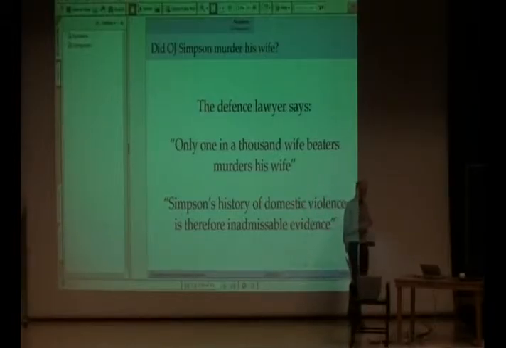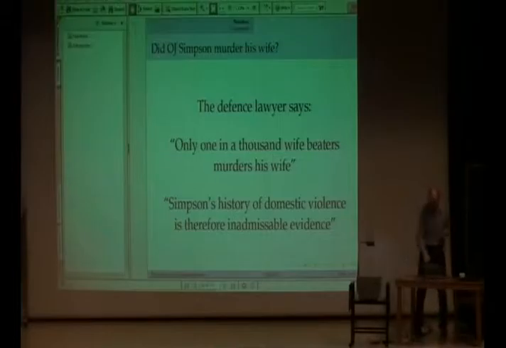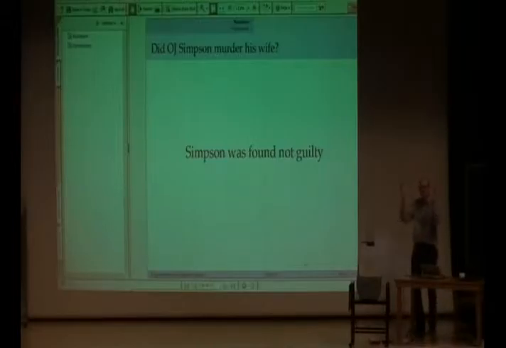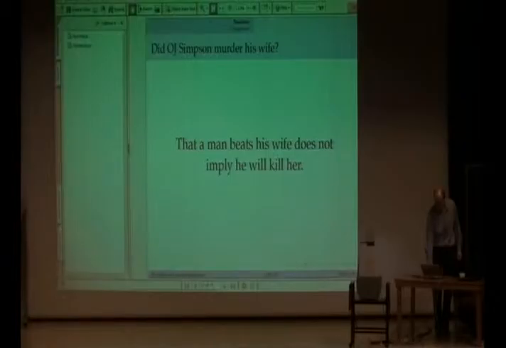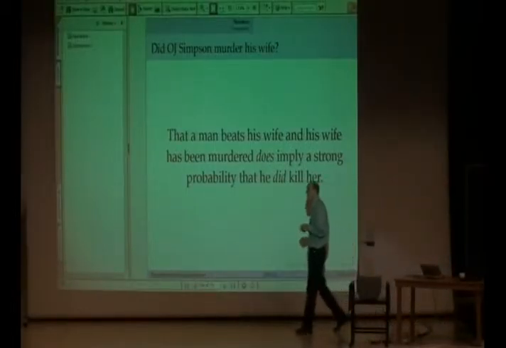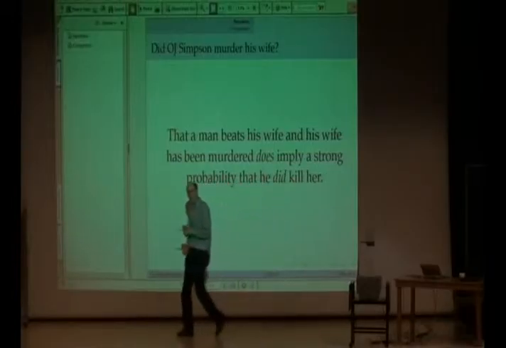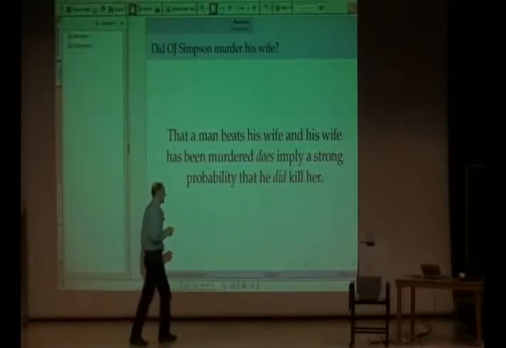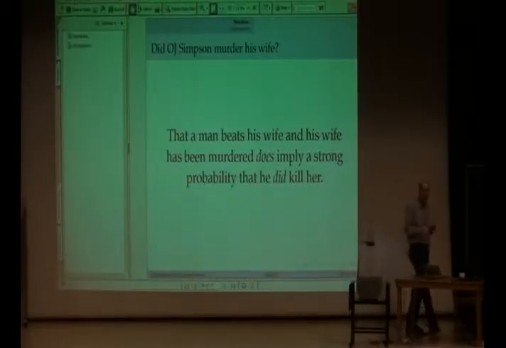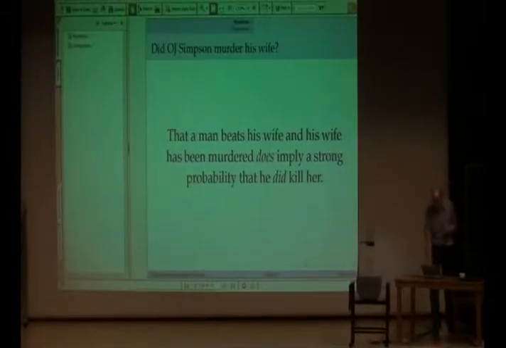But we're not looking at this case. We're not looking at all the wife beaters. We're looking at someone whose wife has been murdered. Simpson was found not guilty. He had one of the most expensive lawyers in the United States because he was a very rich man. That's true. But on the other hand, if a man beats his wife and his wife has been murdered, which is a completely different circumstance, then the chance that he did it is rather strong. Okay, so these logical arguments, often in court cases, are fantastically important, and often in court cases, quite wrong logical arguments are accepted.